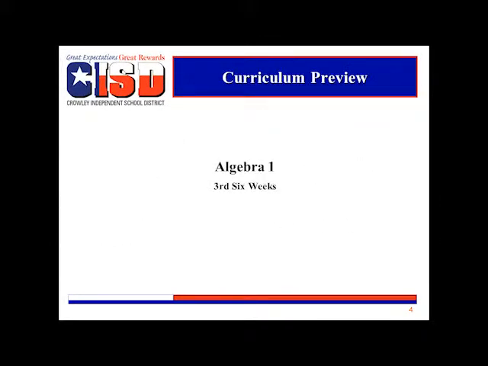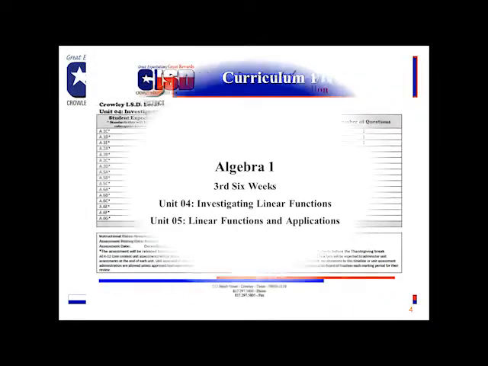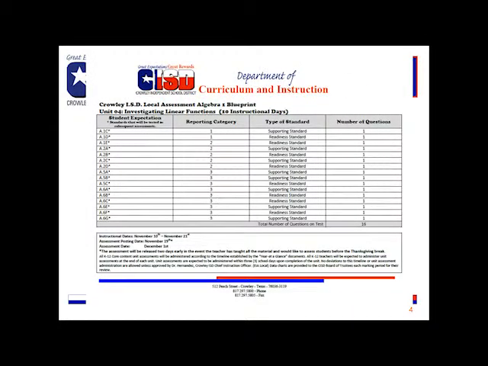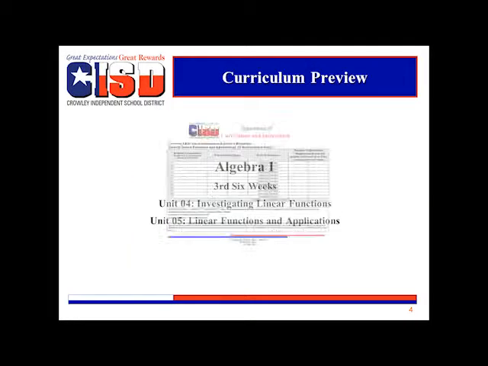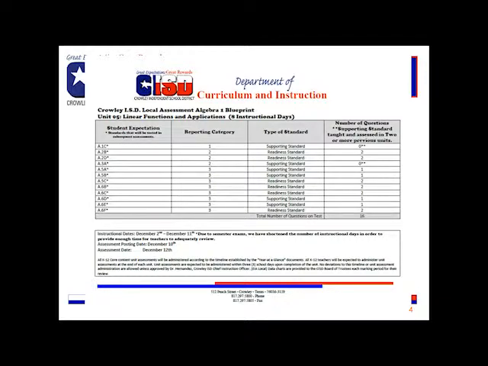Units covered in the third 6 weeks are Unit 4, Investigating Linear Functions, and Unit 5, Linear Functions and Applications. Please pause the video to review the Unit 4 Local Assessment Blueprint. Take time to note the instructional days and assessment posting and administration dates. Now take a moment to review the Unit 5 Local Assessment Blueprint. Notice that we will post the Unit 5 assessments early due to semester exams. Feel free to administer the assessment on December 12th or December 15th.